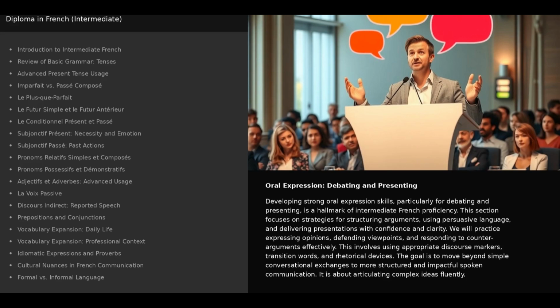We will practice expressing opinions, defending viewpoints, and responding to counterarguments effectively. This involves using appropriate discourse markers, transition words, and rhetorical devices. The goal is to move beyond simple conversational exchanges to more structured and impactful spoken communication. It is about articulating complex ideas fluently.